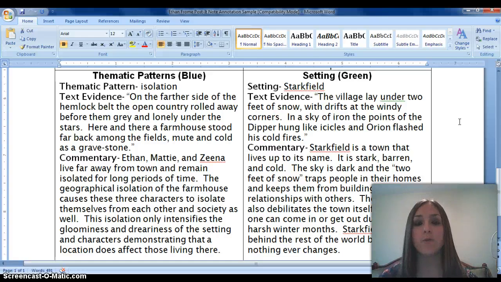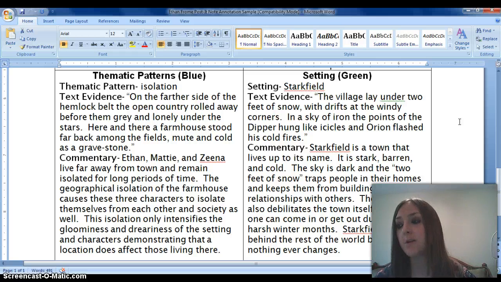So that's what I'm looking for in terms of commentary and text evidence. So please make sure and go back and check your post-it notes. Okay, one word or one sentence of commentary is not going to be sufficient. So you need to attempt to write as much as you can. Okay, try around 3 to 4 sentences for your commentary.